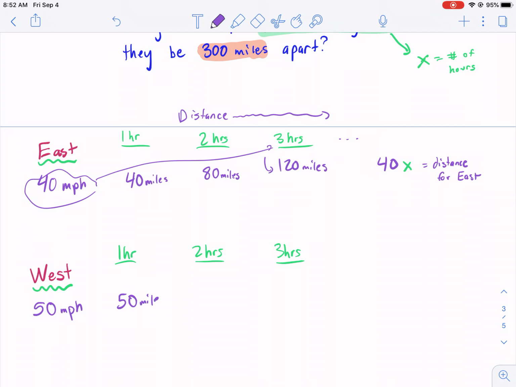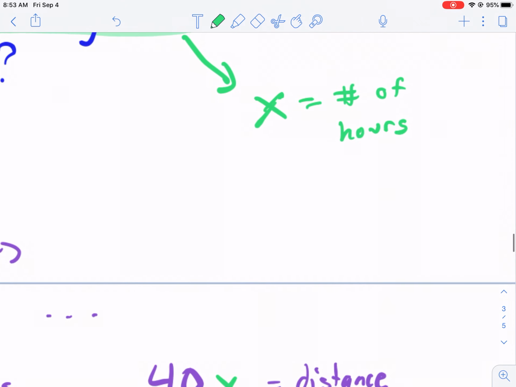Okay, if you're going 50 miles per hour, then we multiply 50 times the number of hours. Then we go another 50 miles an hour, so we're going to go to 100 miles, then 150 miles. So what are we doing each time? Well, we're taking 50, and that's a constant rate, so the only thing that's changing is the number of hours. And what is representing the number of hours?